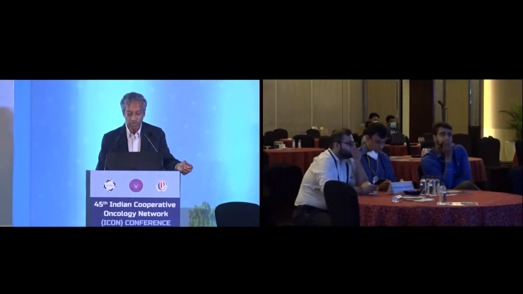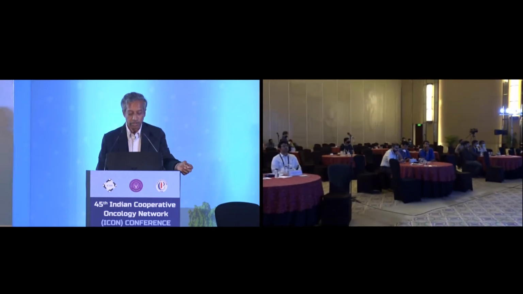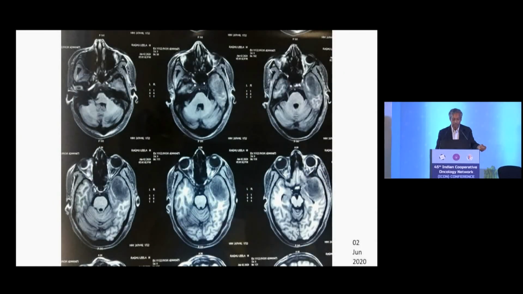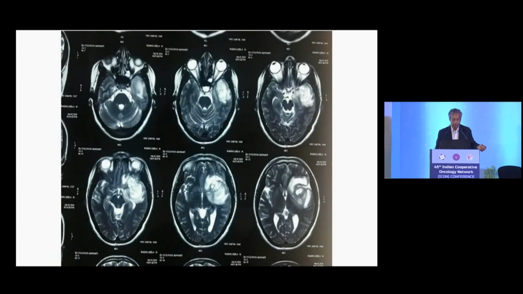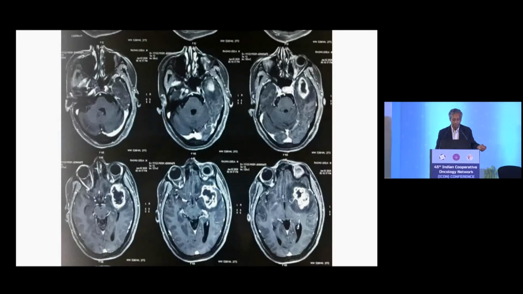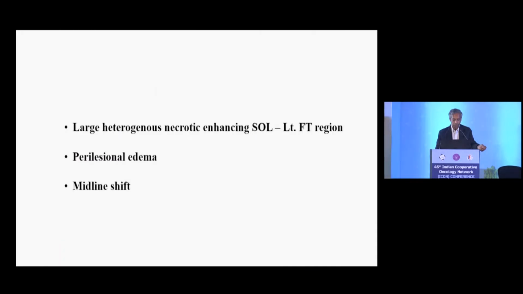Okay. So this is the MRI for this patient, which was done on 2nd June. And I will just show you the 4 films, and then let's see what the findings were reported by the radiologist. Okay, so these were the salient features given by the radiologist: there is a large heterogeneous necrotic enhancing SOL in the left frontotemporal region. There is perilesional edema and midline shift.